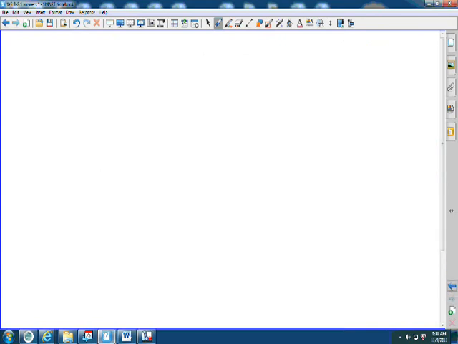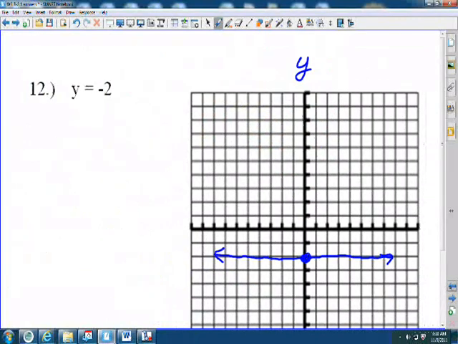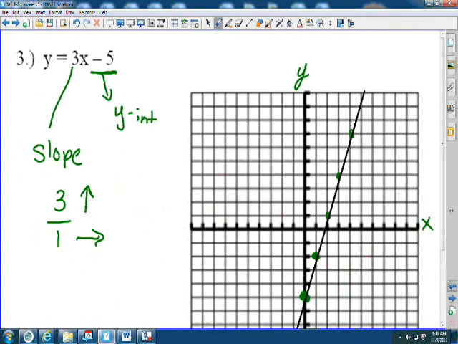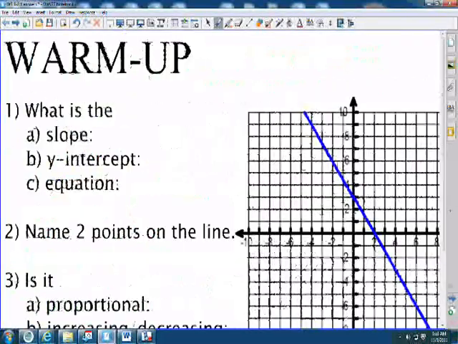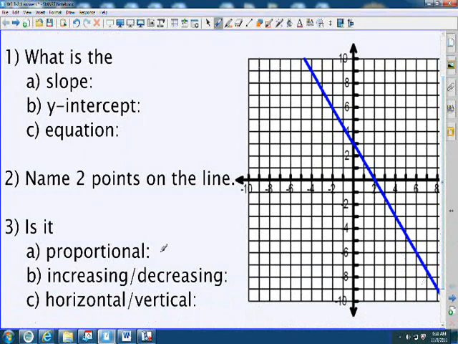Next, we're going to go all the way back to the beginning of my file. Let's go to the first one and go over some things. Right here, let's look at this one. It says, is this proportional? Remember, proportional means it goes through the origin. Does this line go through the origin? No. So it is not proportional.